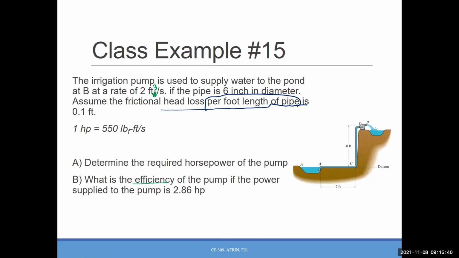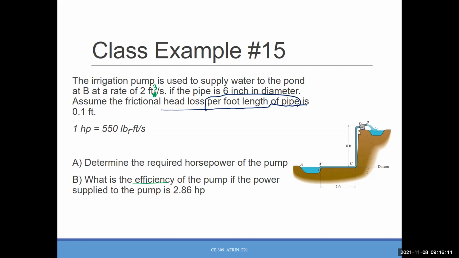We were discussing the energy equation, which is more comprehensive than Bernoulli's equation, because for the energy equation, we can consider the loss also. At the same time, the energy equation is applicable for compressible and incompressible types of fluids, right? So after that, we started working on one example where an irrigation pump is used to supply water from this point to this point.